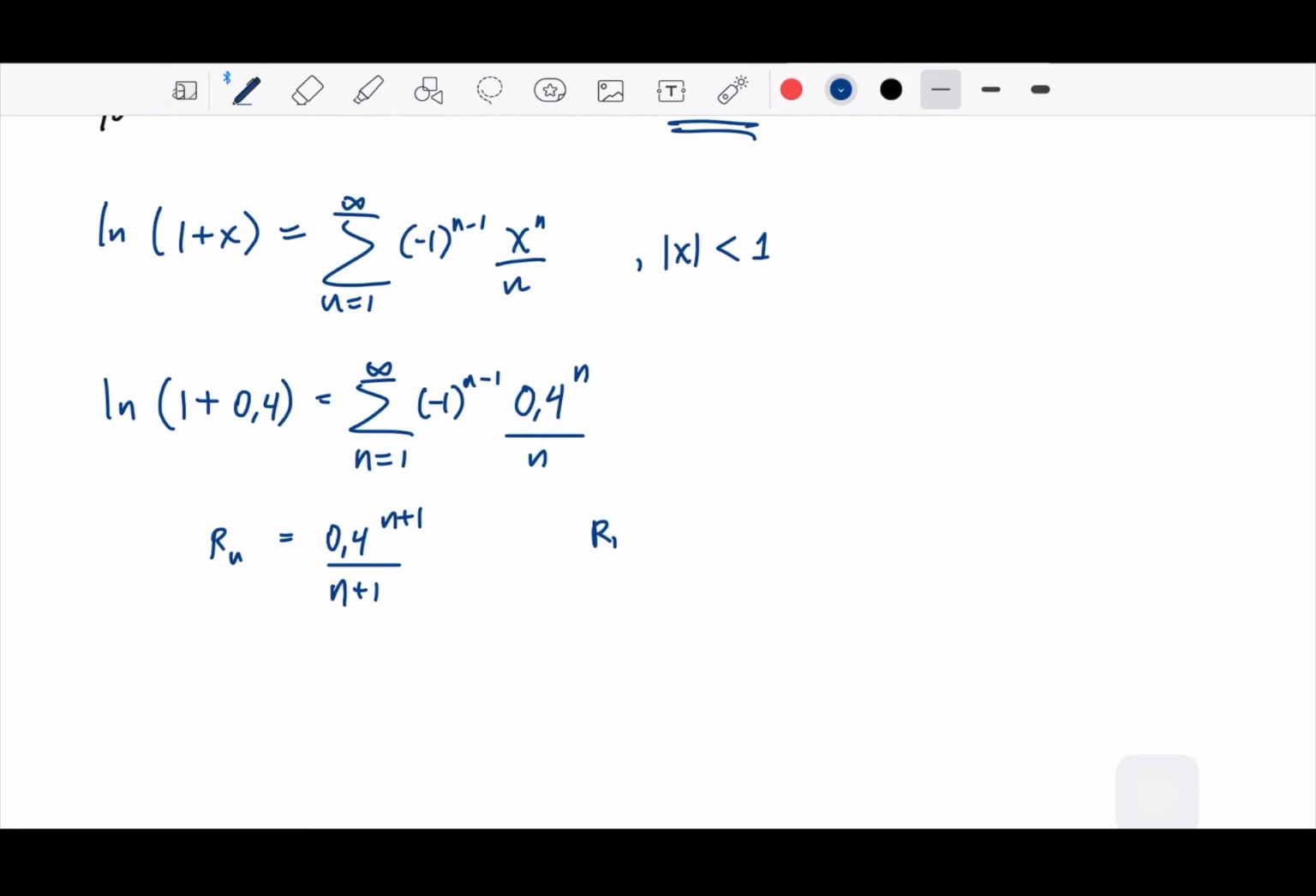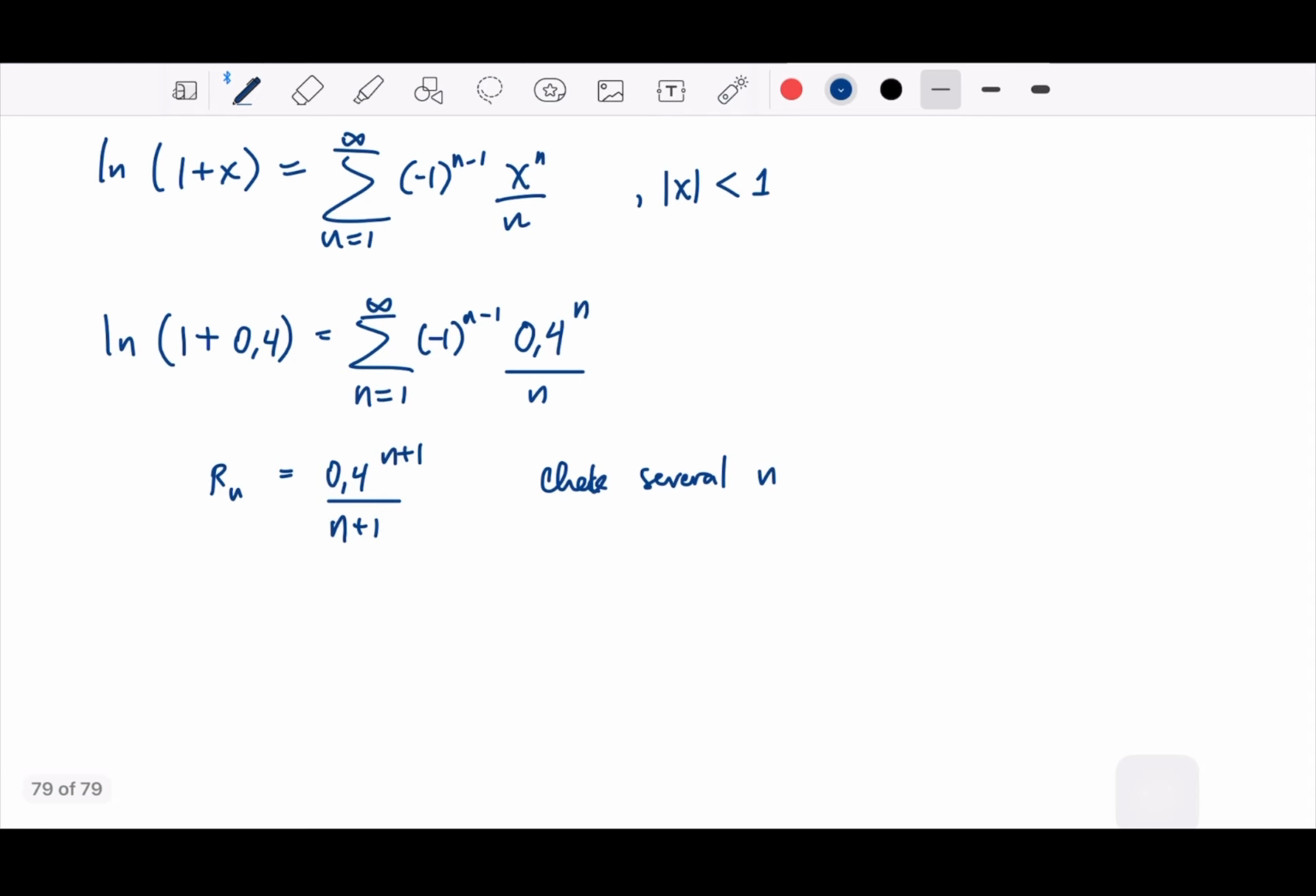Check R1. So check several n. Check several n. So probably start from the first one when n equal 1, or this will be 2, or maybe let's say this is start from 0.4, and then let's start with 2. What's the results?